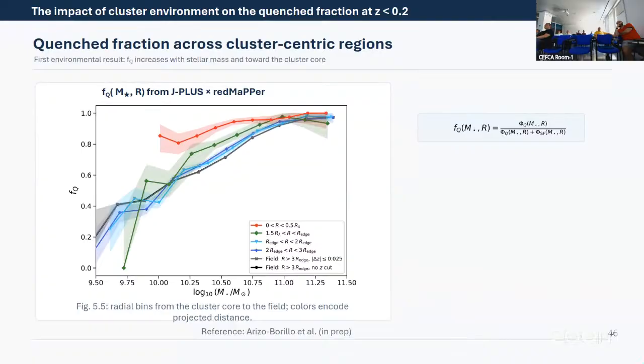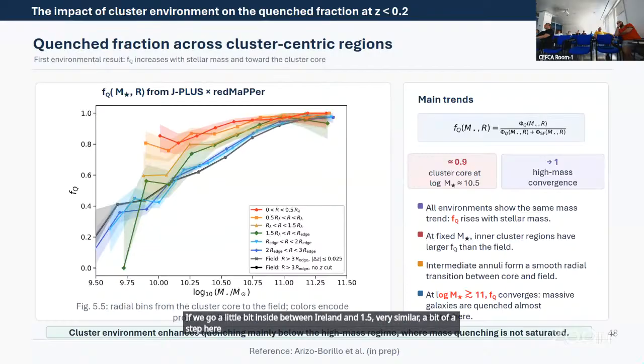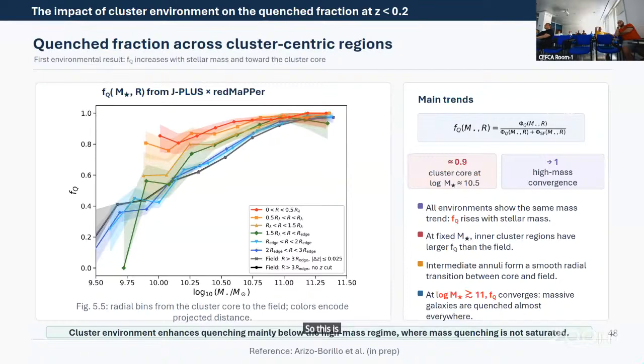We see here also that this part is very similar. Stellar masses over 11 are quenched by their masses, but the difference is here. If we go a little bit inside, between R lambda and 1.5, very similar, a little bit of a step here. And if we go a little bit more, we can see also an important jump between 0.5 R lambda and R lambda. So this is a very nice conclusion of the galaxies being affected by the environment.